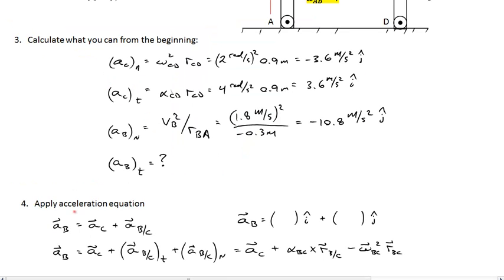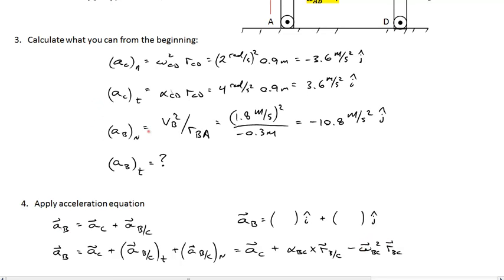So next, let's apply the acceleration equation, and this comes from the relative acceleration. So the acceleration of B is equal to the acceleration of C plus the acceleration of B relative to C. And we can break this one into tangential and normal components. The tangential component is simply the angular acceleration crossed with the position vector, and the normal component is omega squared times the distance.